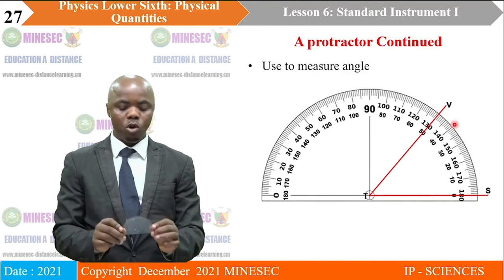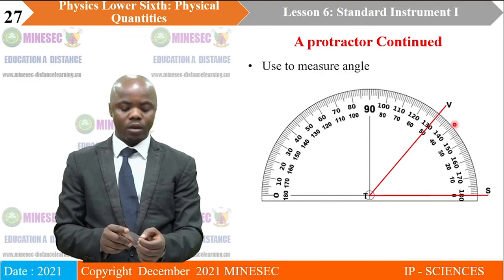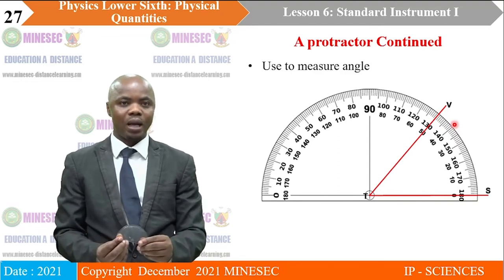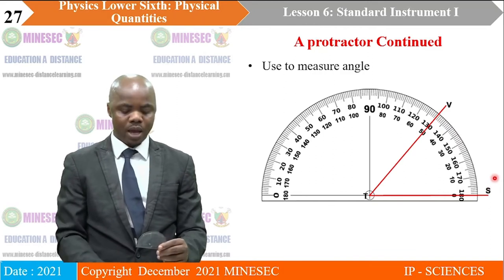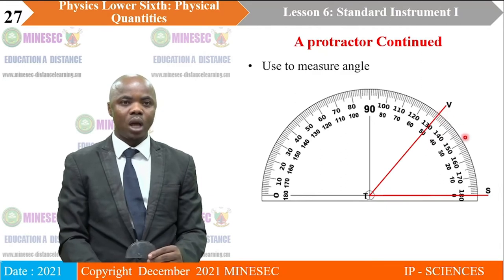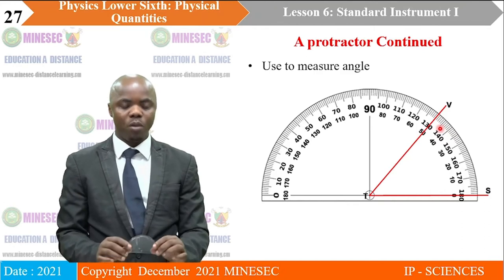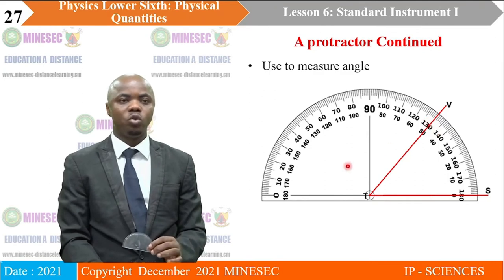A protractor, how do you use it? You place it in such a way that one line of the angle, the line S, is at the zero mark, and the line V is on the value that you want to read. And you read the angular separation between these two lines. Always try to make sure that one line is at the zero mark and one line is at the other line for the angle you want to measure.